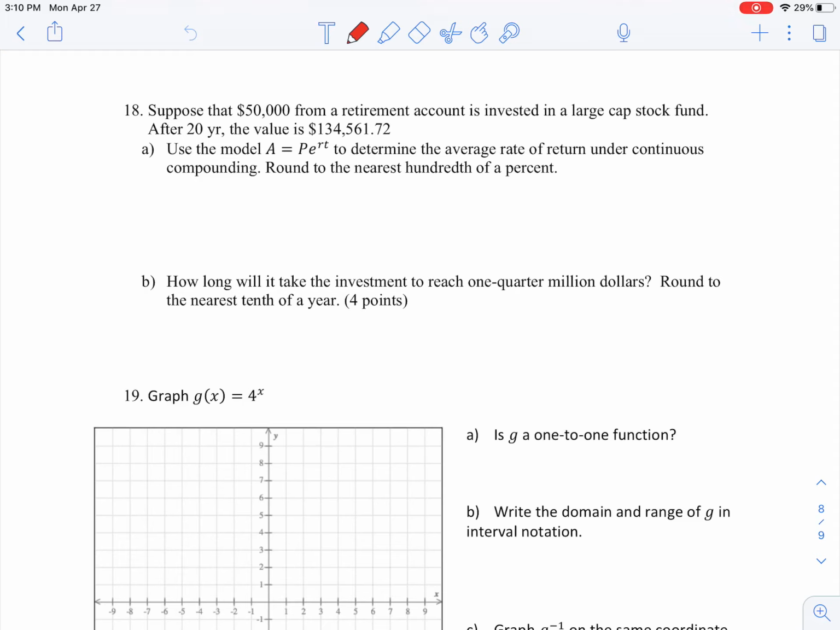They want you to use the model A equals P times e raised to the rt power, so the continuous growth function, to determine the average rate of return under continuous compounding. They want you to find the rate here. Okay, all right, let's find that rate. So plug in everything we know. A is $134,561.72, and the principal, the original investment amount, was $50,000. Now T is 20, right? 20 years. Now we don't know what r is. That's what we're trying to find here. So let's plug in everything we know.